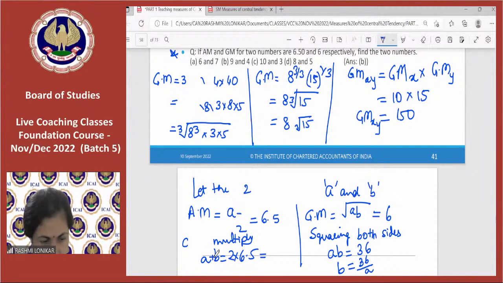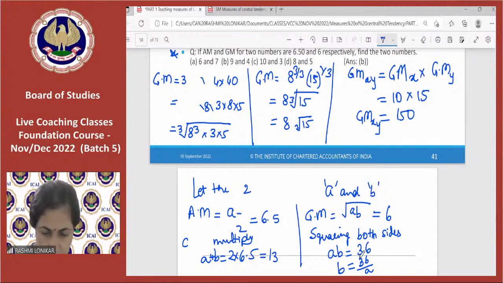A plus B is equal to 13. Now let us check the options. 6 and 7, 6 plus 7 is 13. 9 plus 4 is 13. 10 plus 3 is 13. 8 plus 5 is 13. So using this property, I am not able to make out the correct answer.